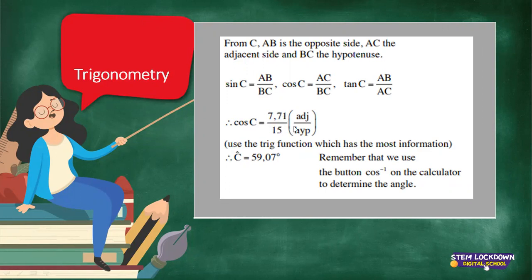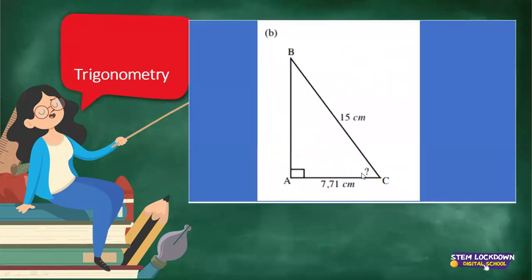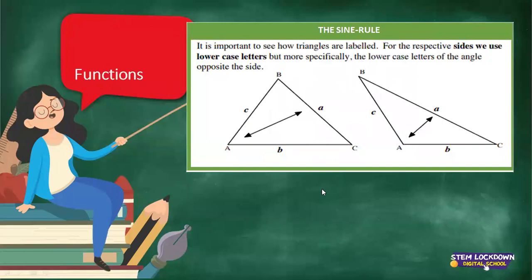You understand? To find your cos inverse, remember you press shift and then cos. To find the cos inverse of your answer, whatever you get here, or you can punch cos inverse of this whole thing as it is, and you're going to get 59.07 degrees. So our angle C will be 59.07 degrees.